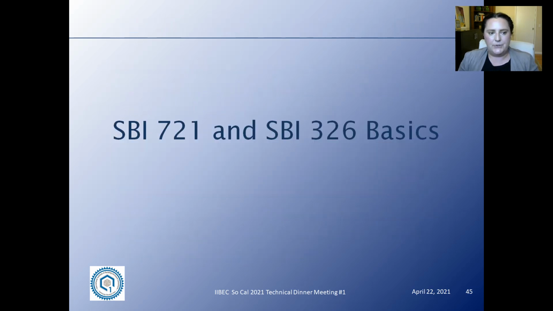And finally, it resulted in SB 721 and SB 326. So these are 2 Senate bills that were passed to require regular inspections of exterior elevated elements.